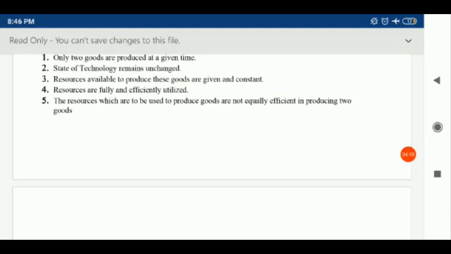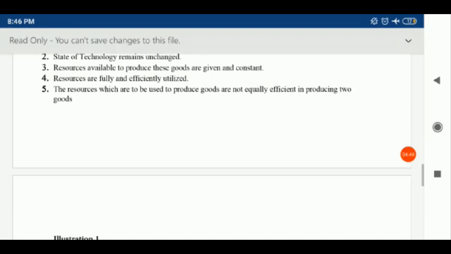So let me explain to you that when resources are transferred from production of one good to another, the productivity decreases. How does the productivity decrease? Let's take an example. A person who is producing good X may not be equally efficient in producing good Y, due to which productivity decreases and cost of production increases because that person is not that efficient.